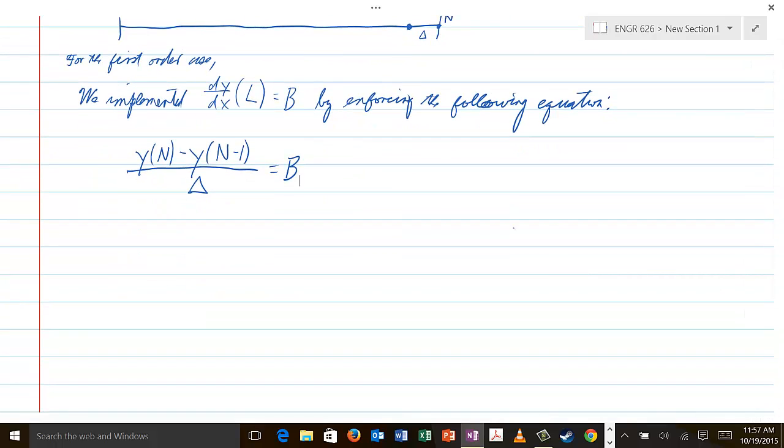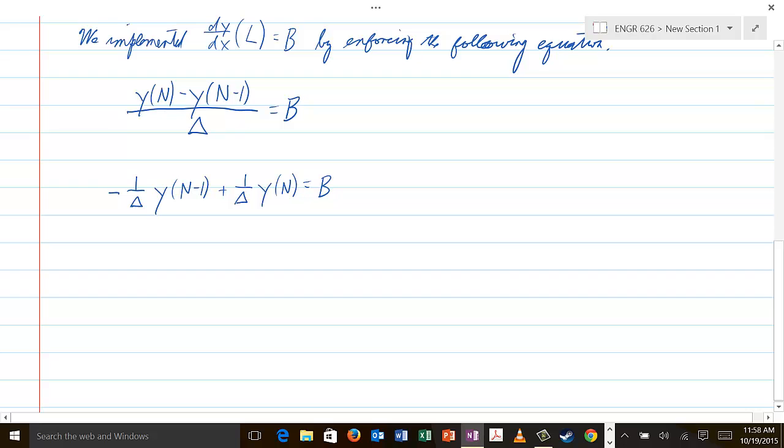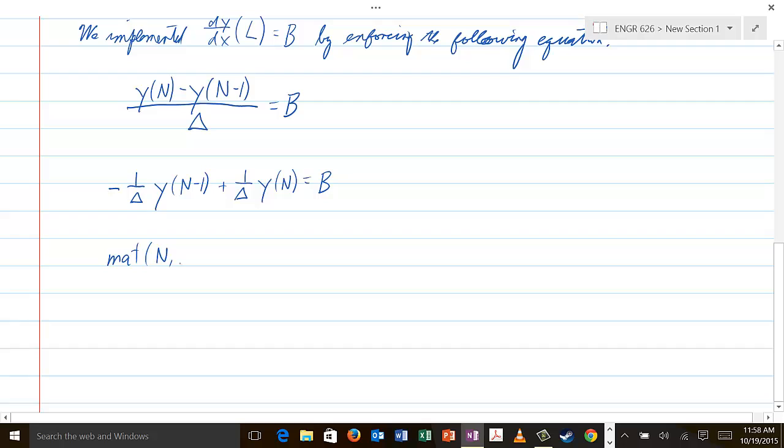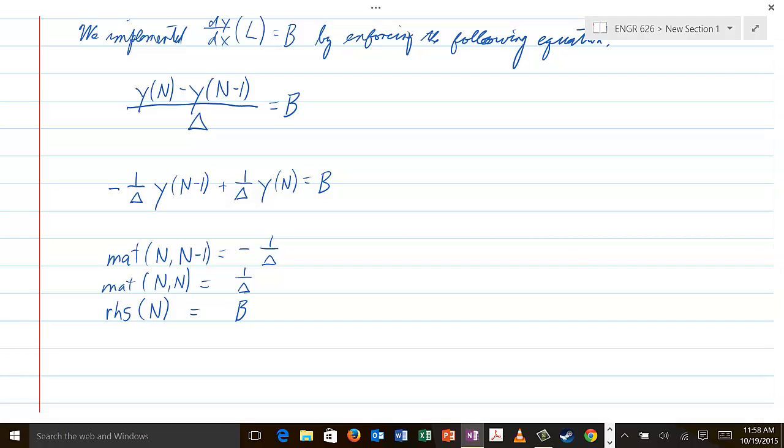Or another way of writing this would have been minus 1 over delta times y of n minus 1 plus 1 over delta y of n is equal to b. And therefore, what you would have had in your code is something like this. Mat of n minus 1 is equal to minus 1 over delta. Mat of n equals 1 over delta, and RHS, the right hand side, n is equal to b. That's what we did, and that's what we called the first order method for implementing the Neumann boundary condition.